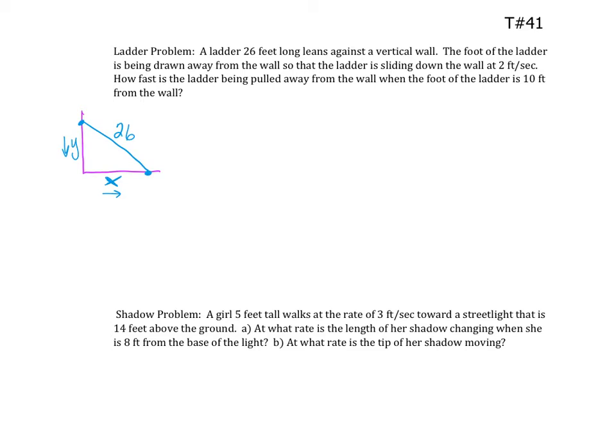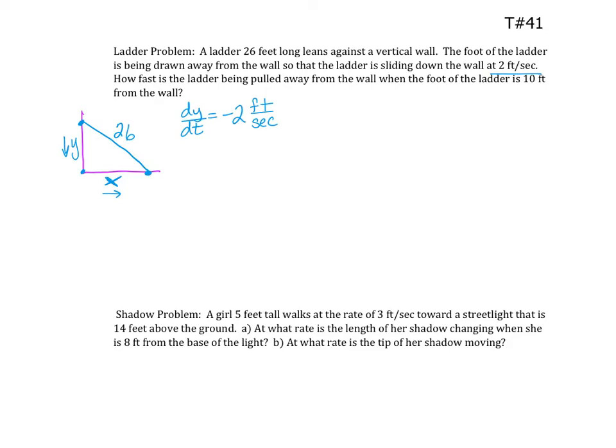So using those variables, let's write our given. The foot of the ladder is being drawn away from the wall so that the ladder is sliding down the wall at 2 feet per second. Now, if y is the distance from the ground to the top of the ladder, is y increasing or decreasing? Well, if the ladder's falling down, y is getting smaller, which means your dy/dt, you need to put in that negative number. So you get negative 2 feet per second.